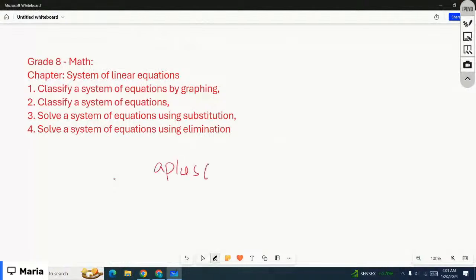You can find all the lessons on aplusstudents.com. You have to log in there using your email address and password as provided by the administrator. Then you have to select math from the subject tab, scroll down to grade 8, and then click on view all lessons.